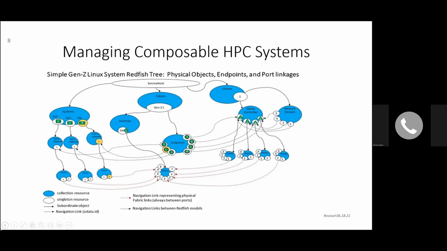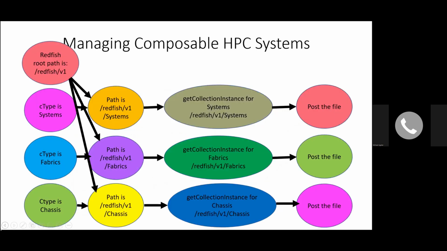So let's go to the next slide, slide 9. This shows a build out of a Redfish tree and how you would post information to it. You'll look up at the top there, you see Redfish, the root path is redfish/v1, and then I append on what I'm wanting to address. For instance, I can go systems, fabrics, chassis, and then I'll get a collection instance for those type of options, and then once I get those collection options, I post the file through to the Redfish tree.